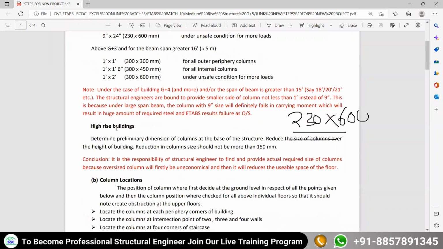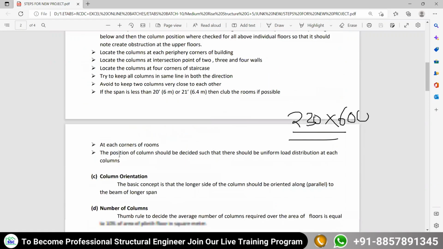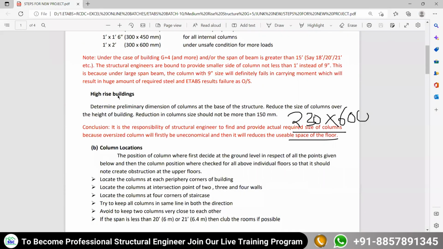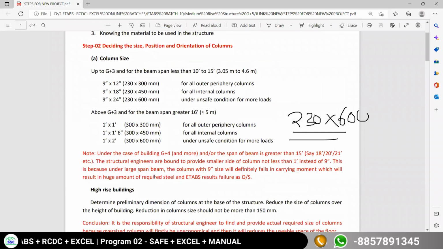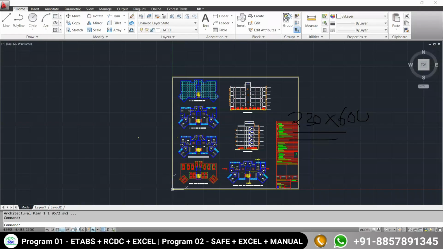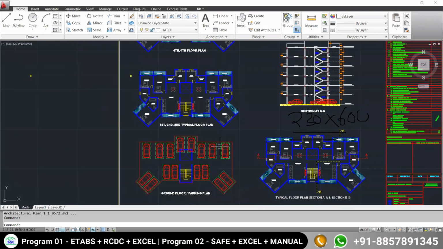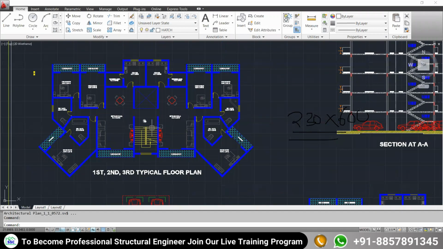we have seen some recommendations or important points with which we have to decide the column position, which we have covered. Then column orientation, which we saw in the last session. We have to execute these things in the light of all these recommendations. We are going to execute the positioning of the column over your architectural plan. We are going to put our column in the architectural plan. So just follow me, and we are going to put the columns.